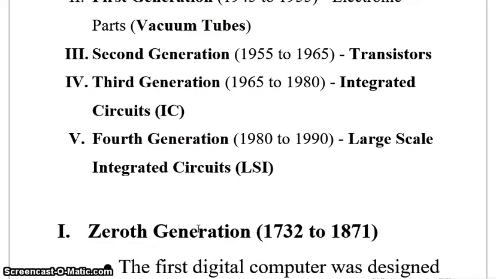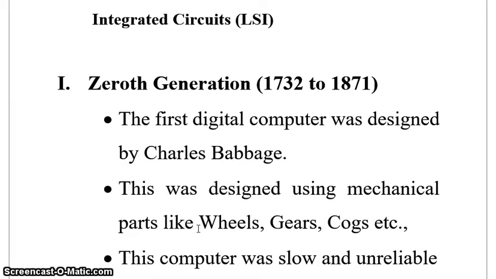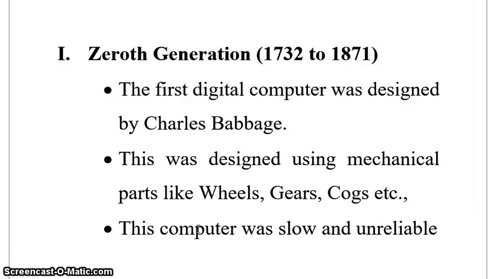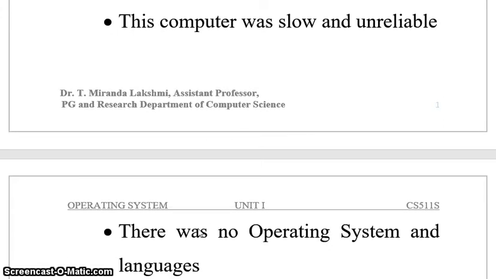So now we can see each generation in detail. So this is the 0th generation. In the 0th generation, the digital computer was designed by Charles Babbage, using mechanical parts like wheels, gears, cogs, etc. This computer was very slow and it was unreliable. There was no operating system or any languages in this era.